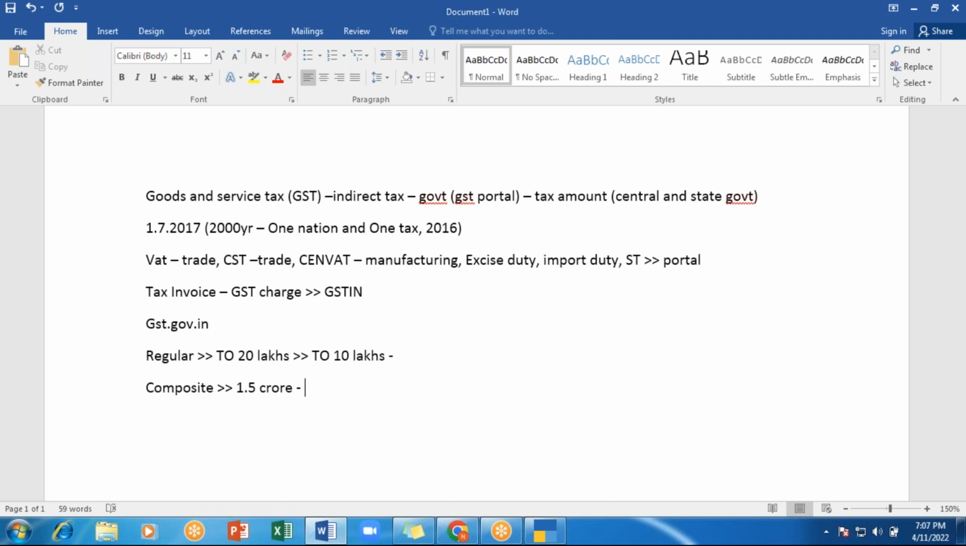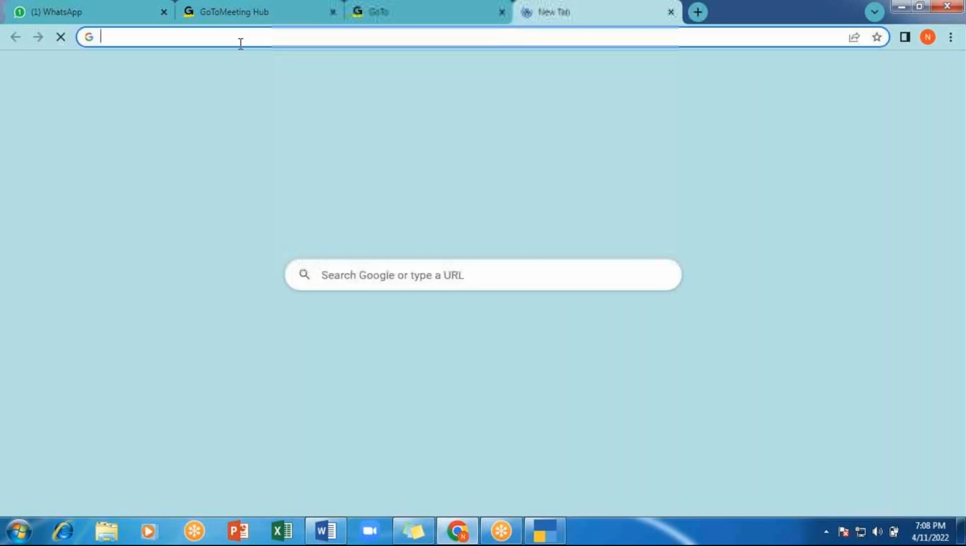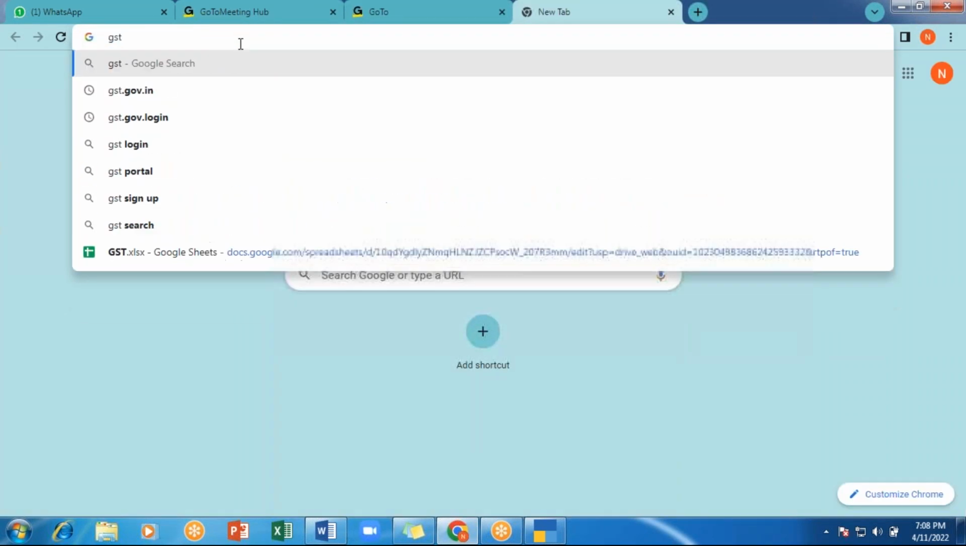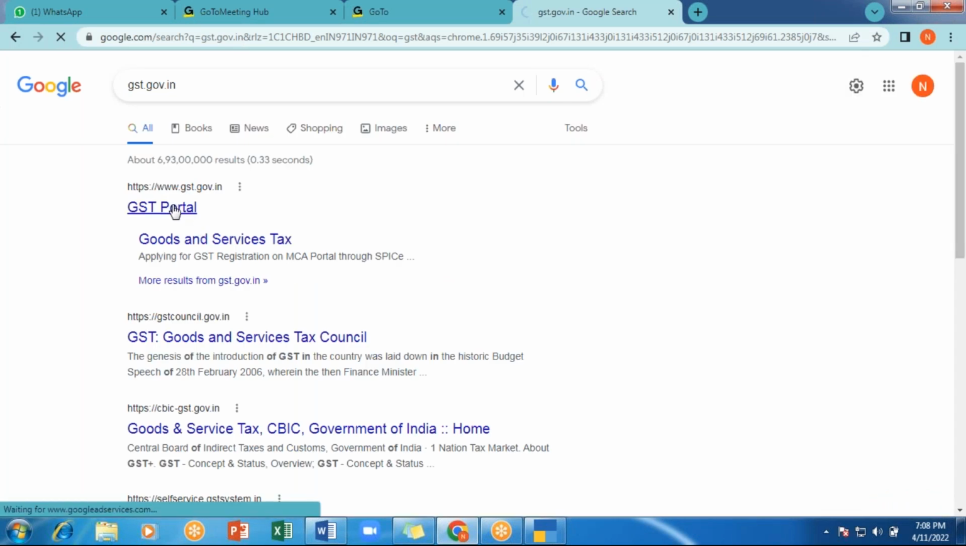Now okay, this is fine, he is applying. Now how to apply for this? What is the step to apply? When you go to this website www.gst.gov.in, let me show you through this. So I'm going to the goods and service tax portal.